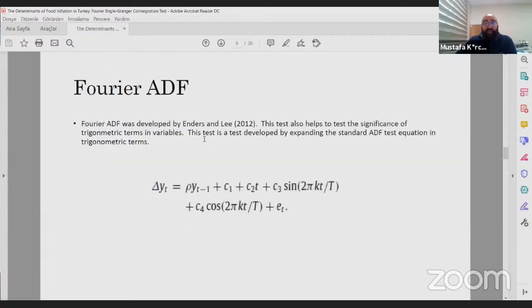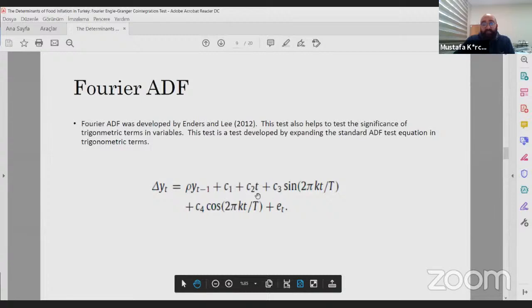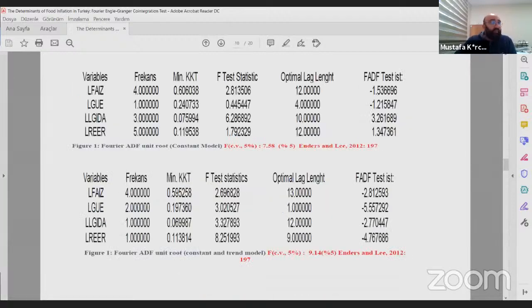Firstly, I want to explain the Fourier ADF test. The Fourier ADF test was developed by Enders and Lee. This test also looks at the significance of trigonometric terms in the variables. It is developed by expanding the standard ADF test equation with trigonometric terms. You can see the sine coefficients. There are also cosine trigonometric terms. C3 and C4 are the trigonometric terms. And we applied the Fourier ADF test to our variables.